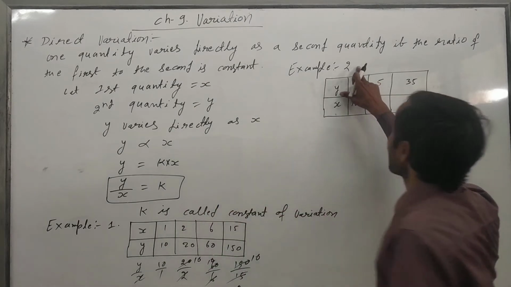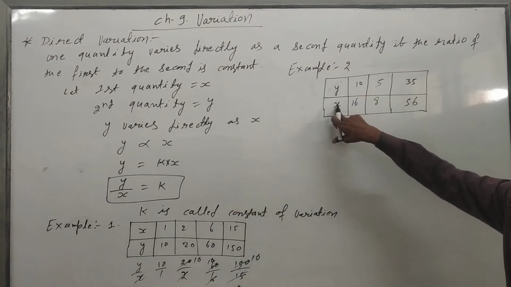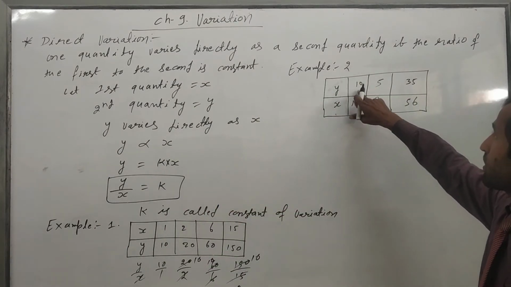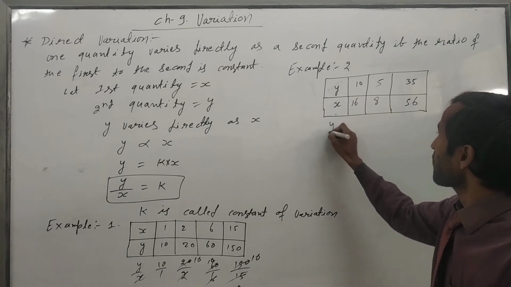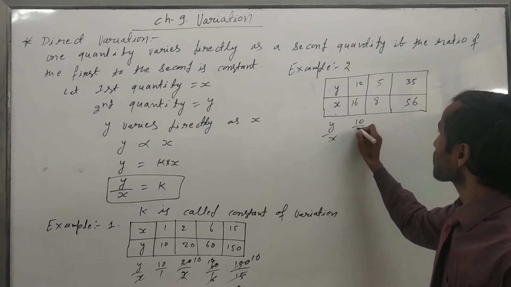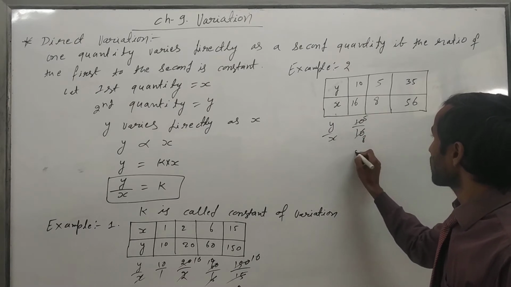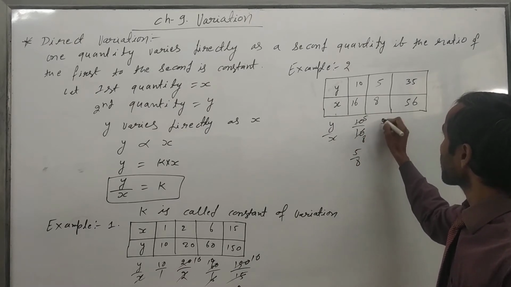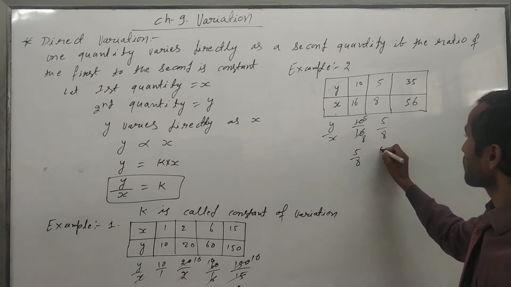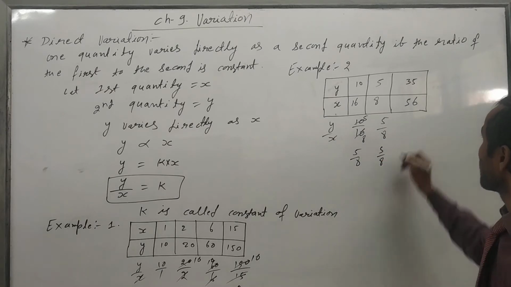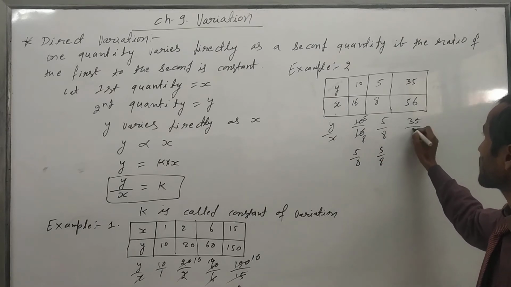Now in the second example, x and y are given. Here, first find y upon x. So 10 upon 16, cancel out, it will come 5 upon 8. Here the value is directly given as 5 upon 8, the same. So just write down 5 upon 8. Next one, 35 upon 56 is given.